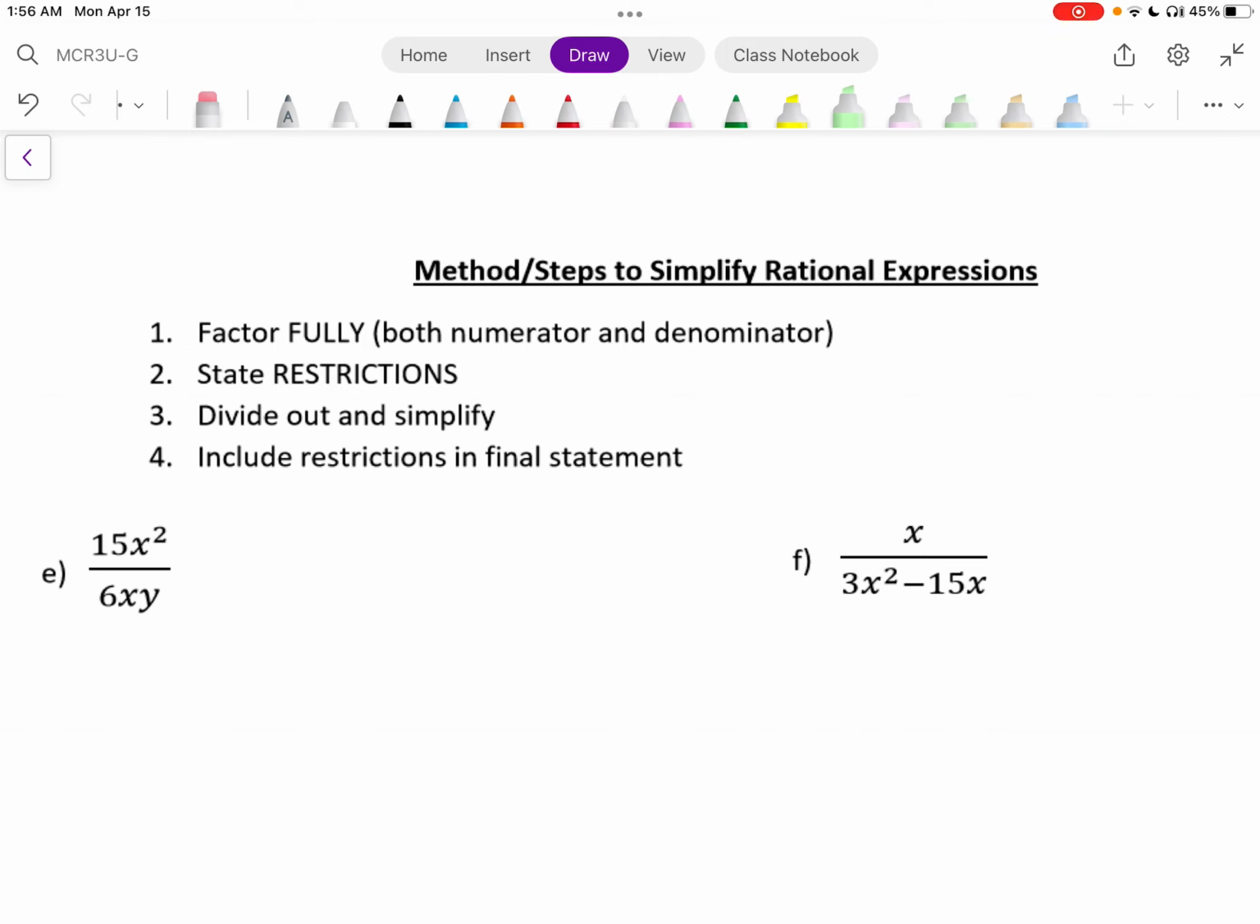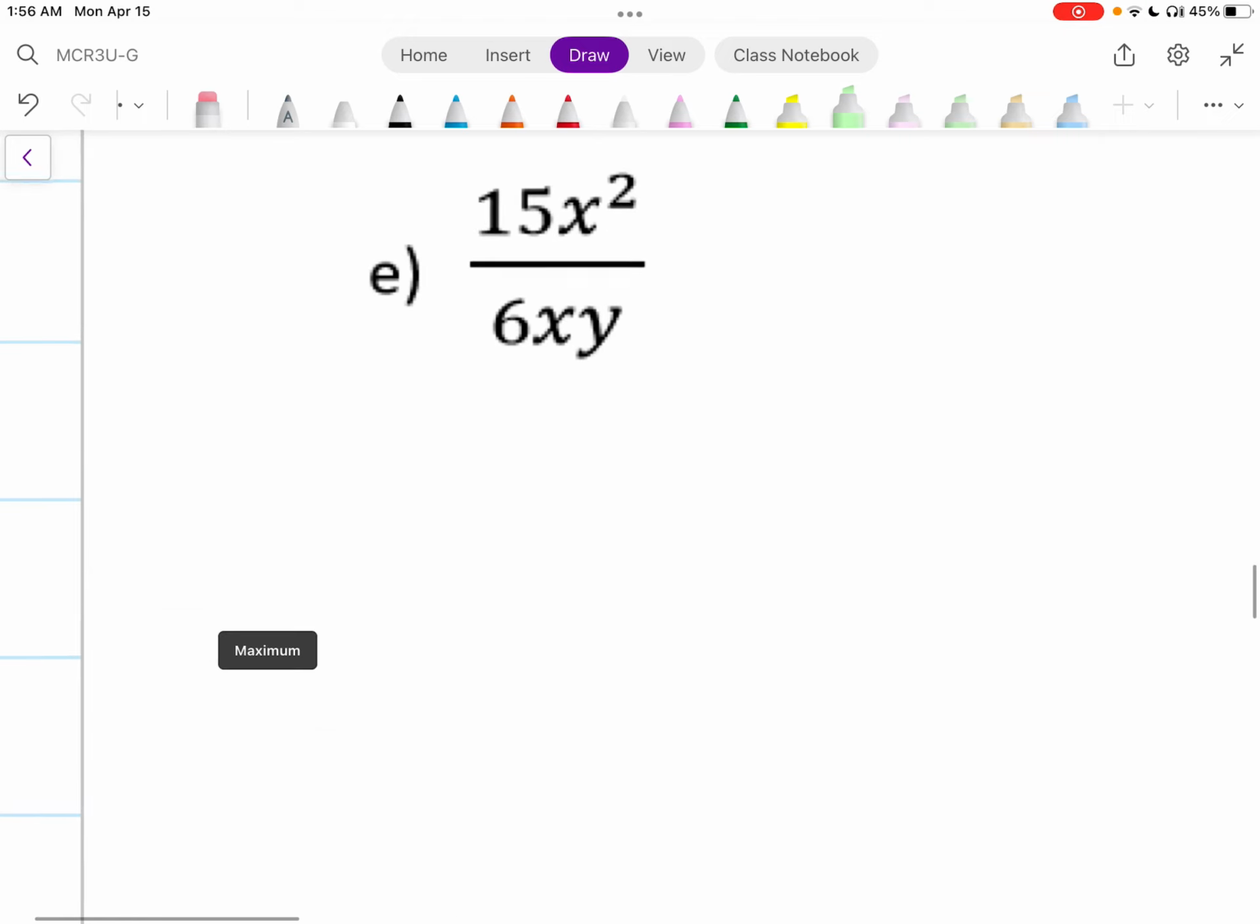Then you're going to also find any restrictions. You find those by taking any factors of the denominator and making sure that they cannot equal 0. Then we're going to divide out and simplify. And last but not least, we're going to include the restrictions in the final statement. Always make sure you have a final statement.